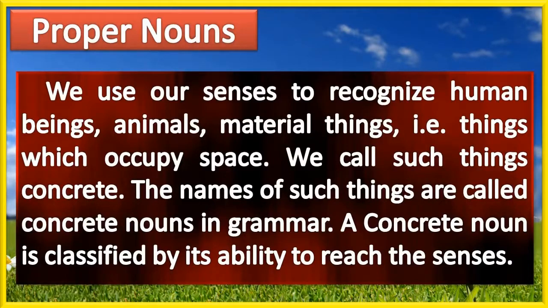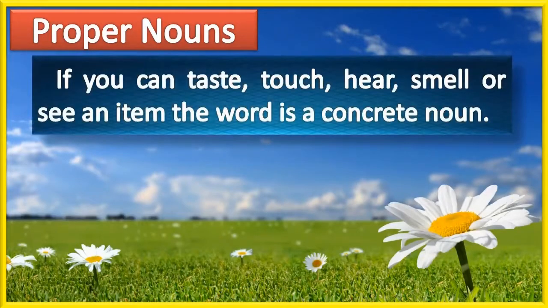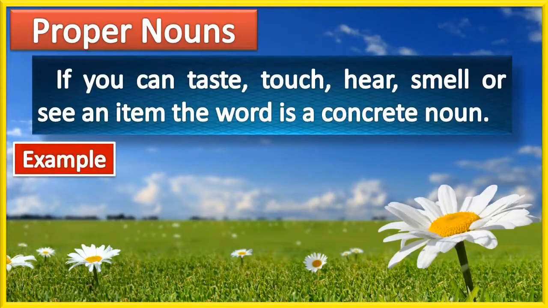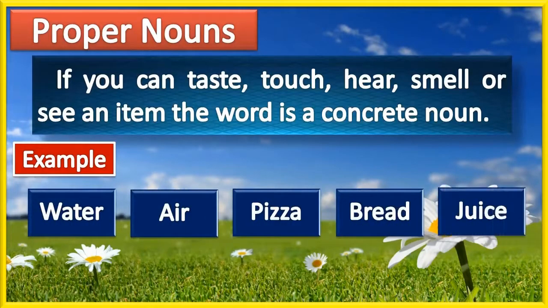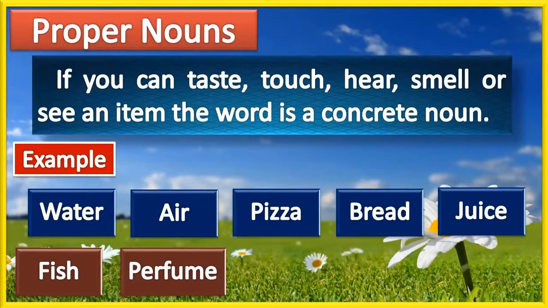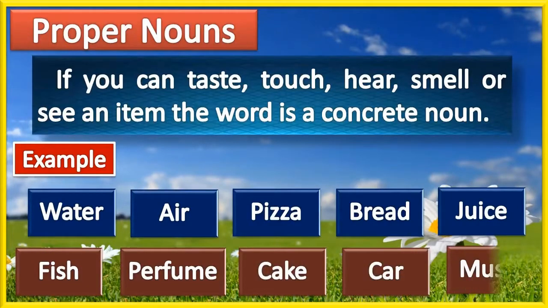A concrete noun is classified by its ability to reach the senses. If you can taste, touch, hear, smell, or see an item, the word is a concrete noun. Examples of concrete nouns are water, air, pizza, bread, juice, fish, perfume, cake, car, music, etc.